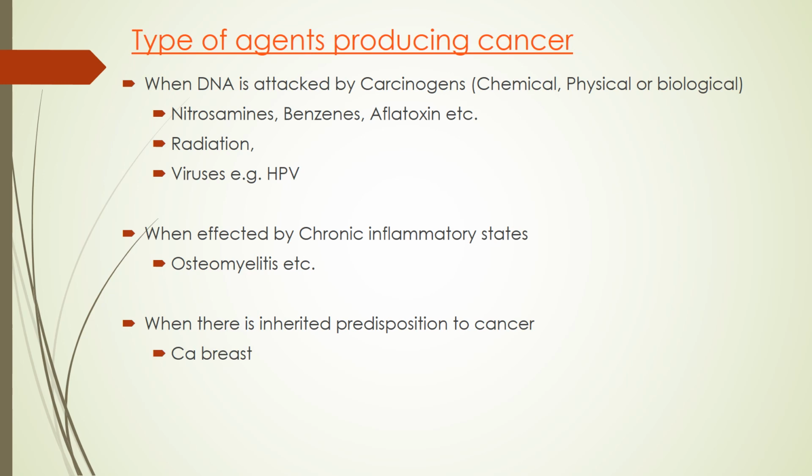Some people are predisposed to the development of cancer. The most common example is the BRCA gene. This predisposition runs in families. The most common is carcinoma of the breast. Others are Fanconi's anemia, Bloom syndrome, etc.